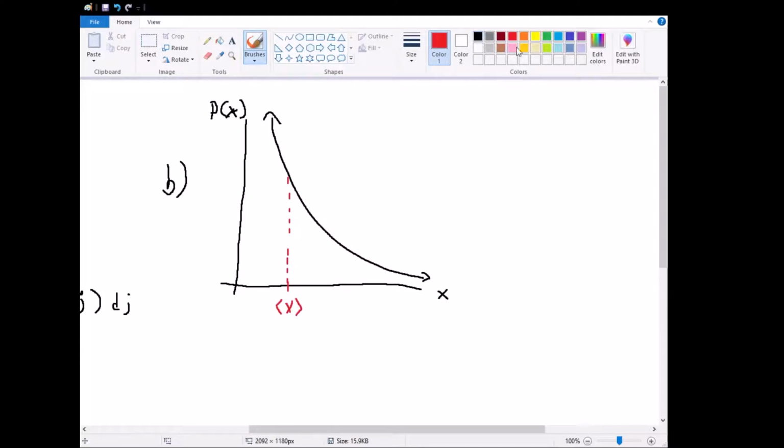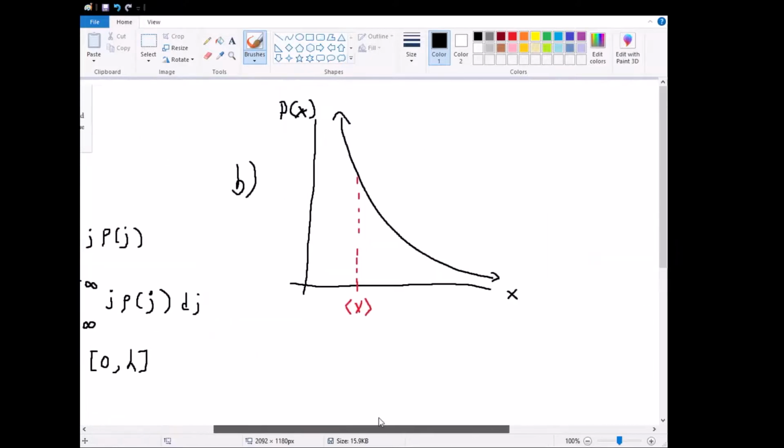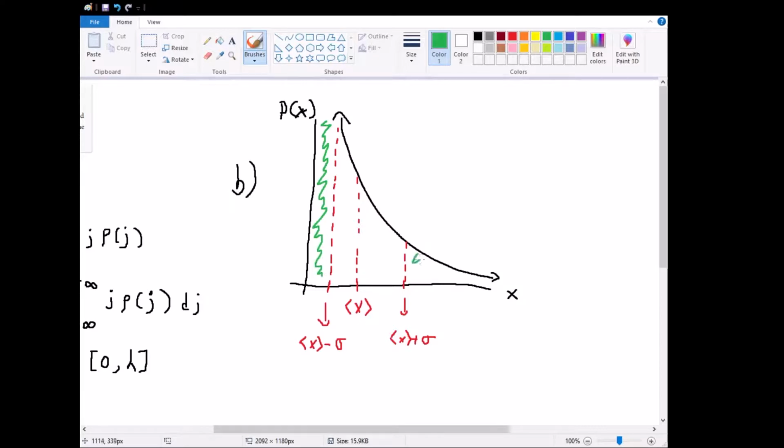Well, what this question is asking us is, what is the probability of finding x to be more than one standard deviation away from the average? So let's define 2 more points. Let's say that this point represents x minus a standard deviation, and let's say that this point over here represents x plus a standard deviation. So what our question is actually asking is, what is the probability of finding our position x in the region right before it and the region right after it?